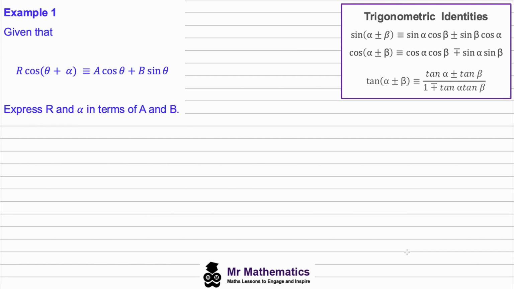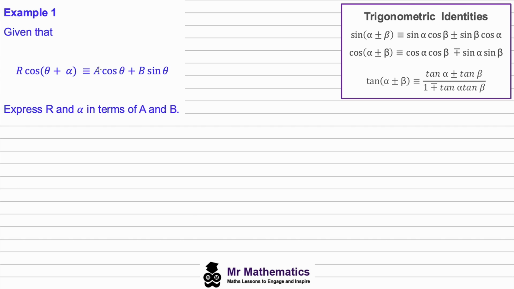Hi everybody. In this video, we're going to look at the harmonic identities. This is where we can write an expression involving cos and sine as a single cos or sine function. This is really useful when you want to find the maximum or the minimum.